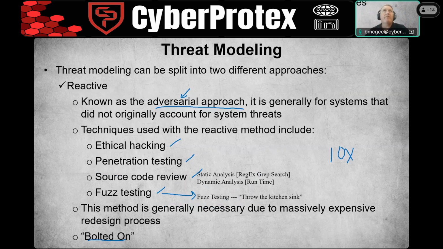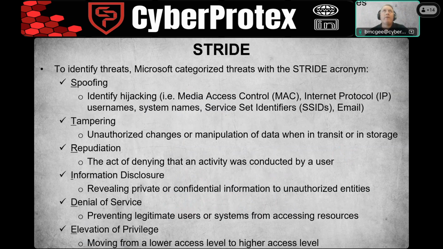So there's a few different techniques. Microsoft came up with one, and they call it the STRIDE method. That's spoofing, tampering, repudiation, information disclosure, denial of service, and elevation of privilege. And so you would identify threats based off of this acronym and then label it accordingly.